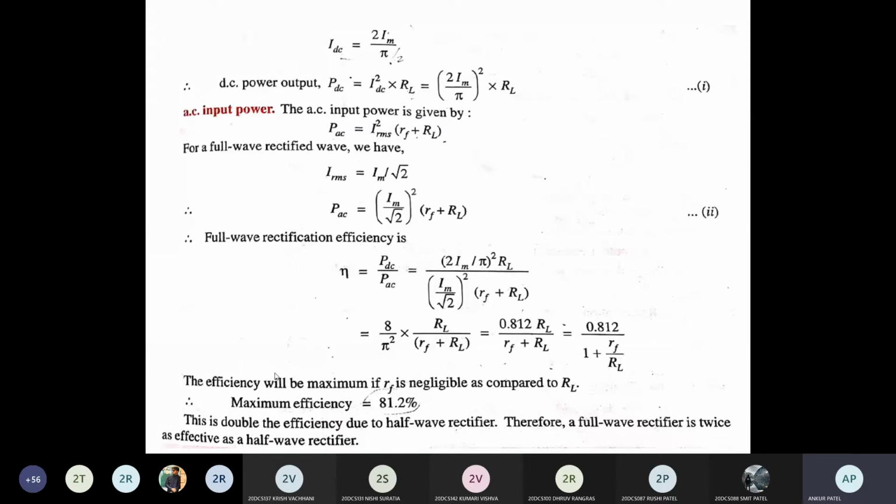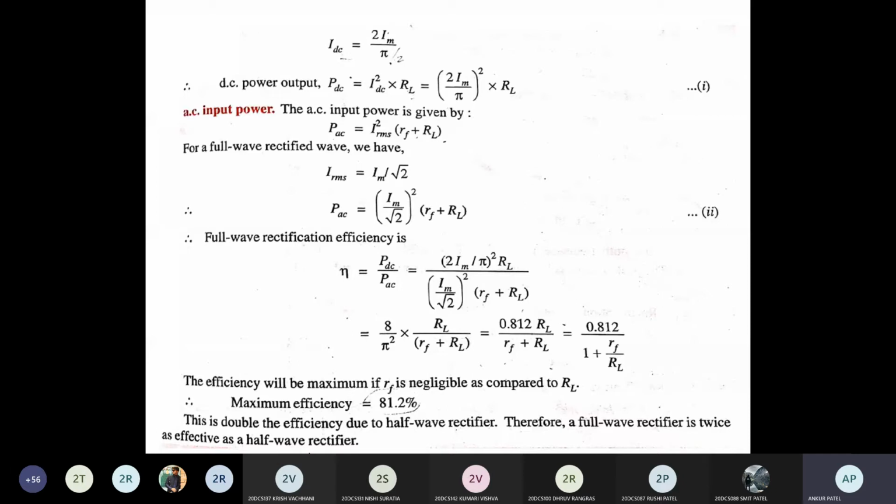For the maximum efficiency, if we ignore RF as negligible compared to RL, then the efficiency of the full wave rectifier becomes 81.2%. This is double that of the half wave rectifier. That's why for AC to DC conversion, we prefer the full wave rectifier over the half wave rectifier.